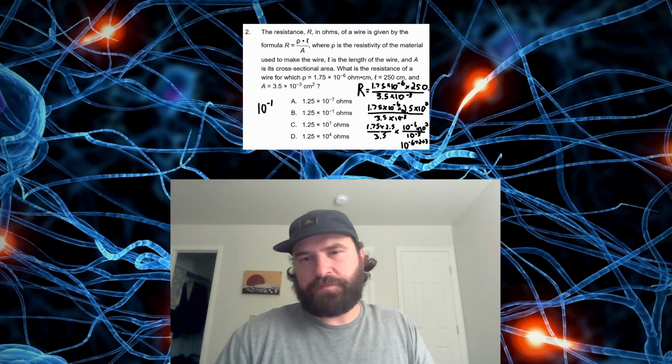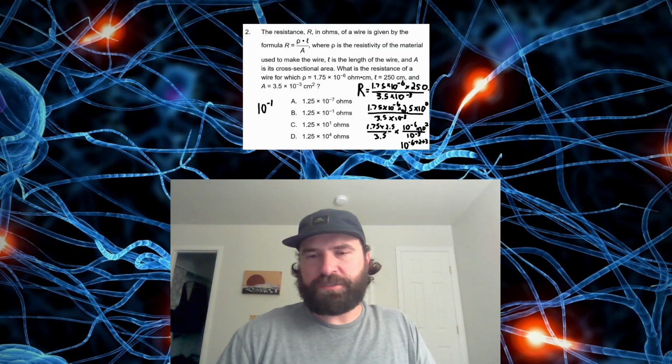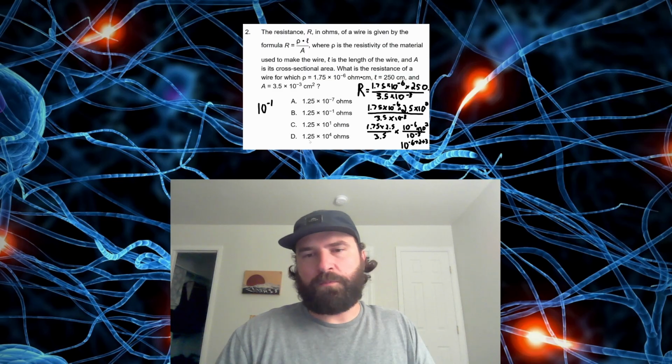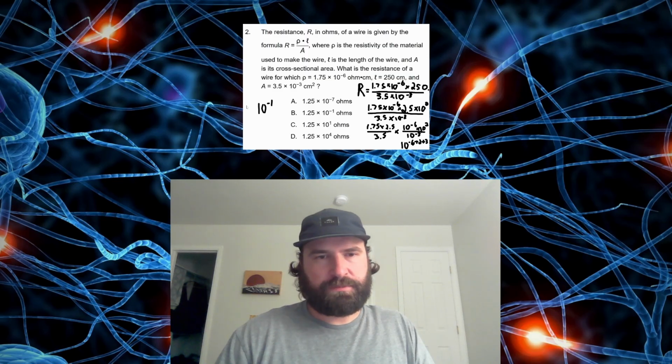And then it's just a matter of doing this division on the left side. If we multiply 1.75 times 2.5 and divide it by 3.5, we're going to get 1.25. So our answer is just 1.25 times 10 to the negative 1st, which is B.